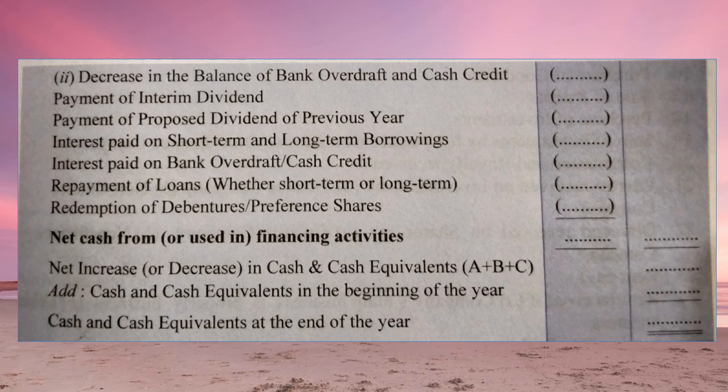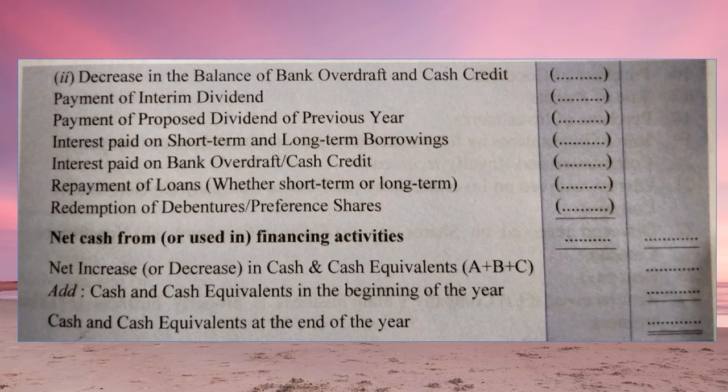Interest paid on bank overdraft or cash credit amount: there is outflow of cash whenever the matter is of payment. There is outflow of cash. When there is the matter of outflow, then the amount will be subtracted.